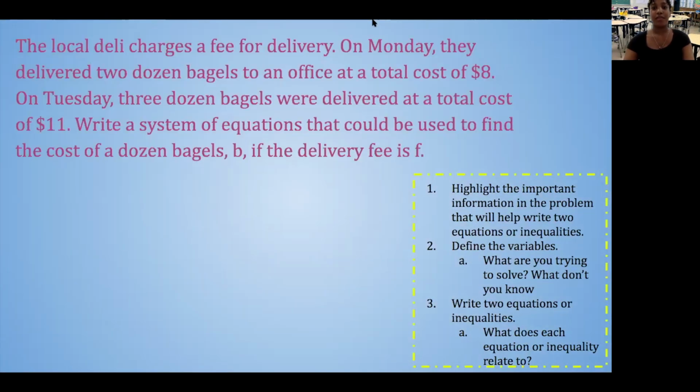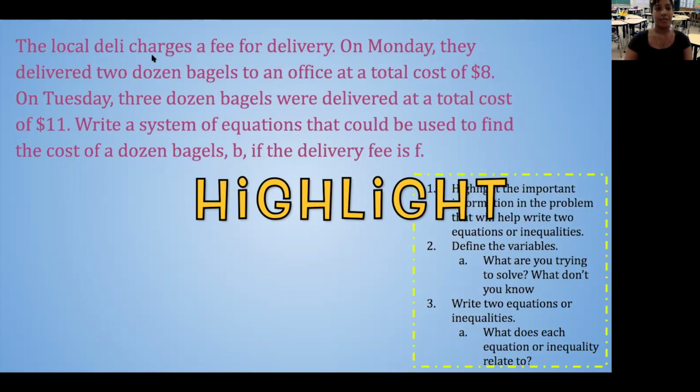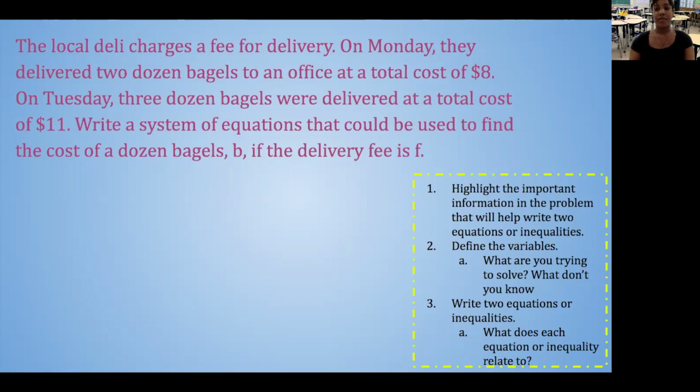Let's go to our steps. First thing we got to do is highlight. So it says highlight the important information in the problem. That's going to help us. So like I told you, important information is, what is this problem even talking about? Well, they're talking about delivering bagels and how much money they're making. So 2 dozen bagels were delivered for a total cost of $8. 3 dozen bagels were delivered for a total cost of $11. And we need to find the cost of a dozen bagels. So we highlighted that important information.